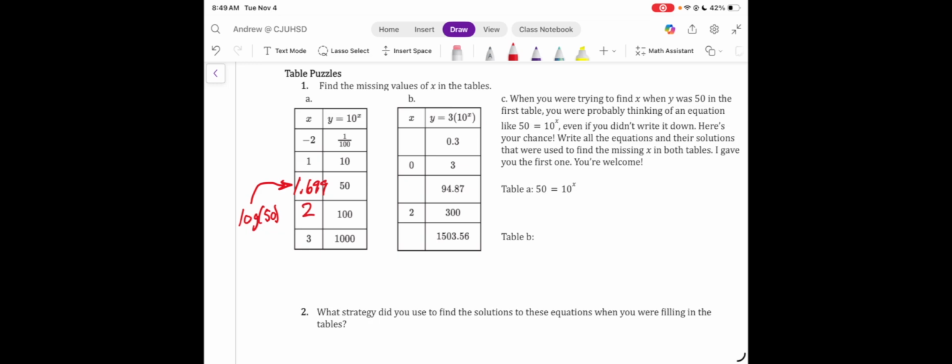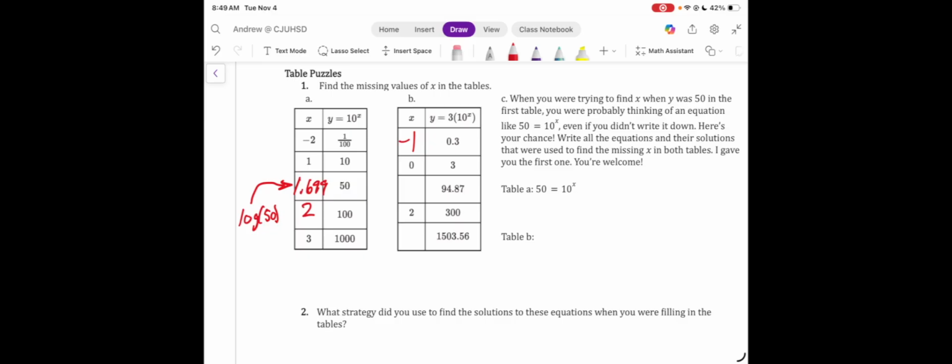Now, what about on the other side? Well, this one's -1. How do I know? Well, let's work it backwards. 10 to the -1 is 1/10, and then 3 times that is 3/10. Okay, but I had to start by knowing that it was -1.